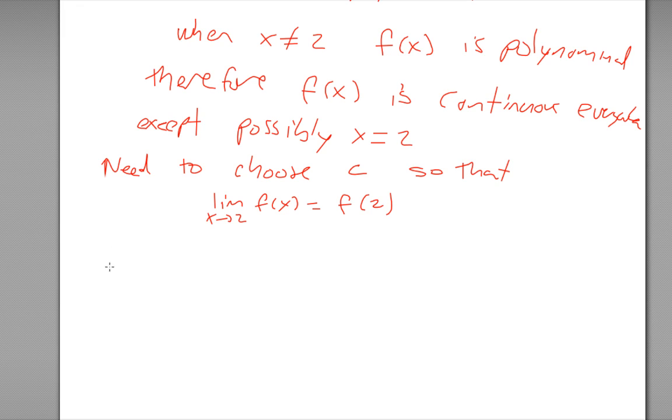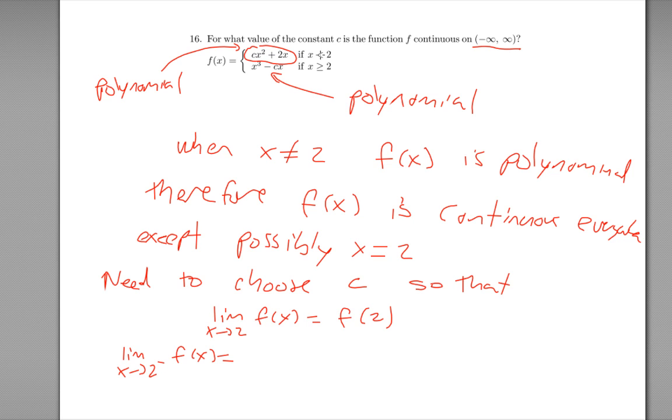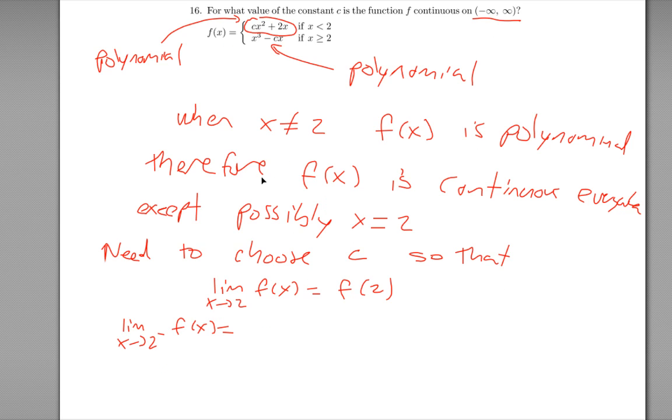The limit as x goes to 2 from the left of f of x is equal to, all right, limit as x goes to 2 from the left. Which version of the function should I be using? This one, c x squared plus 2x. The limit as x goes to 2 from the left of c x squared plus 2x, when I plug in x equals 2 into this, I get 4c plus 4.